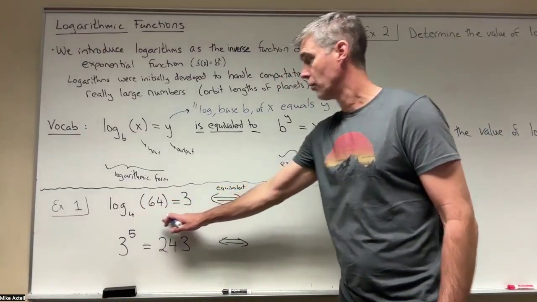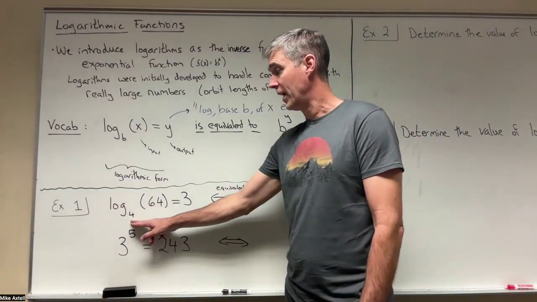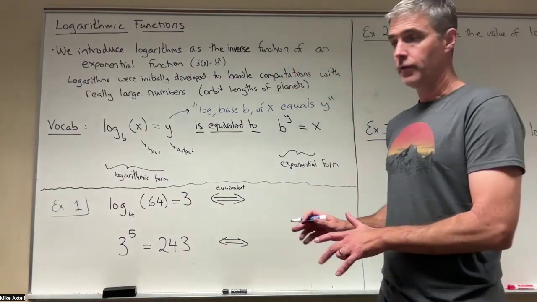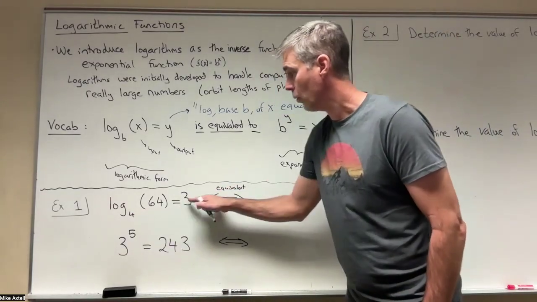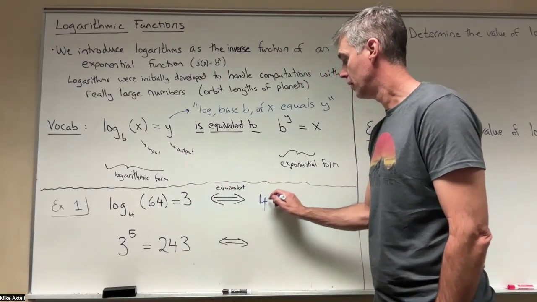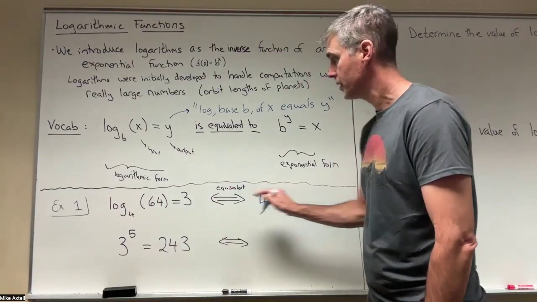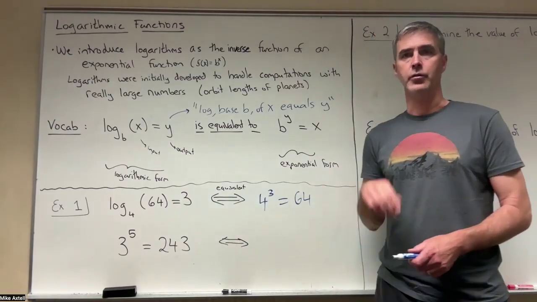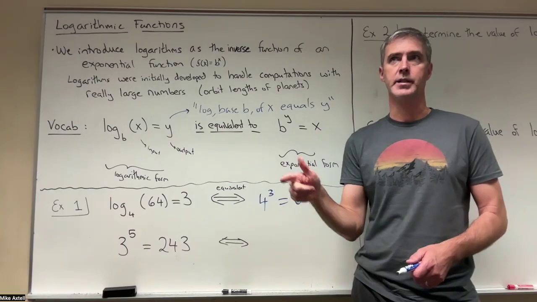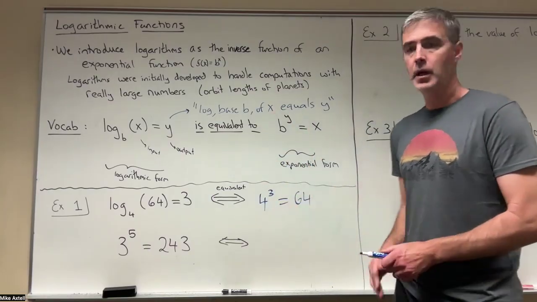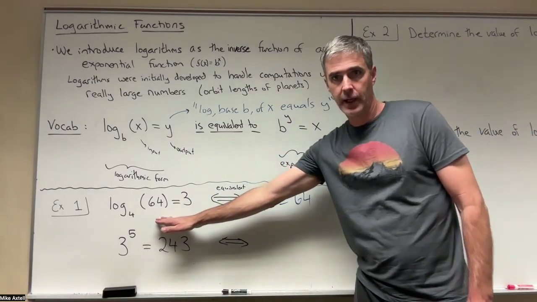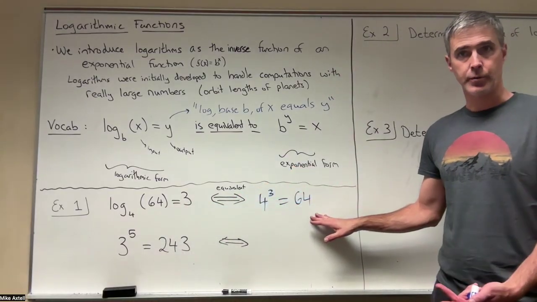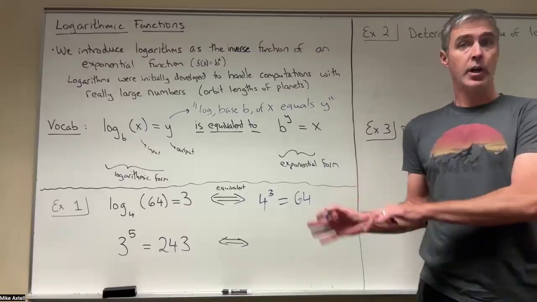So here's a logarithmic expression. Log base 4 of 64 is equal to 3. And it's equivalent to 4 raised to the third power equals 64. And if you check, that's true. 4 squared is 16, 4 cubed is 64. So if you don't like thinking about it as a log, flip it over and think about it as an exponential expression. Now, we should also be able to go backwards.